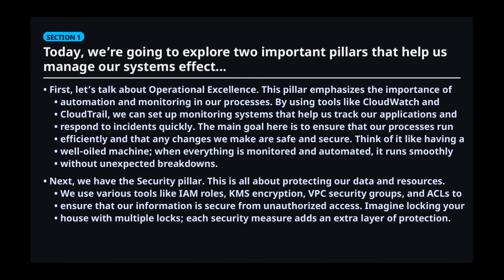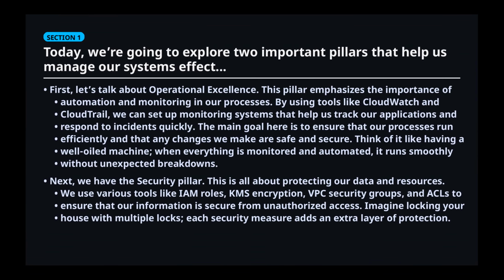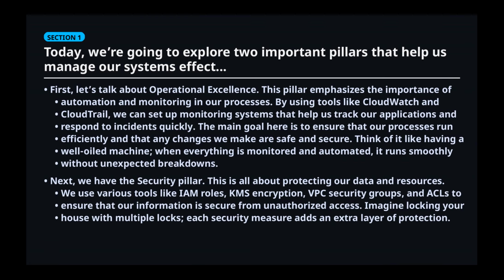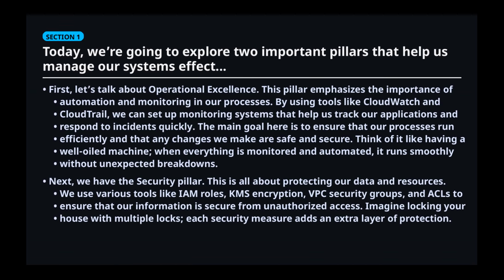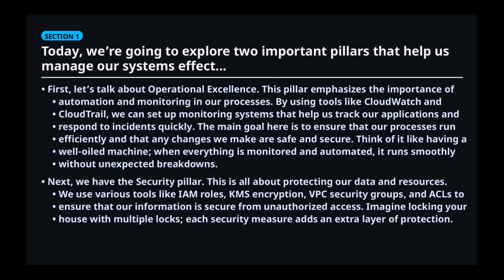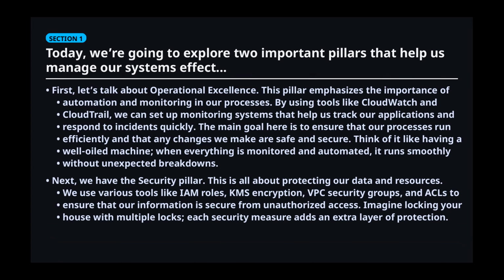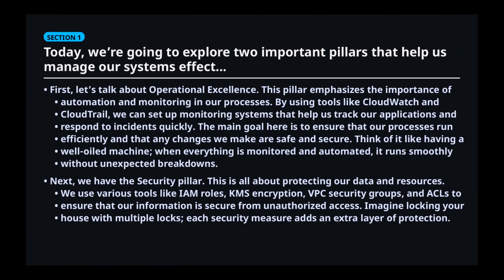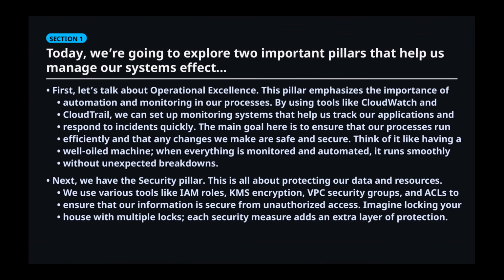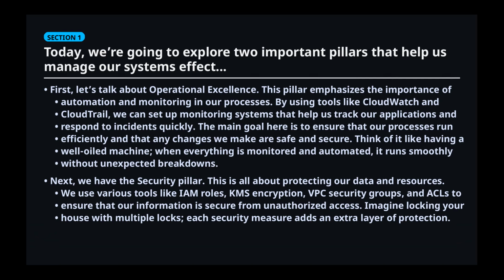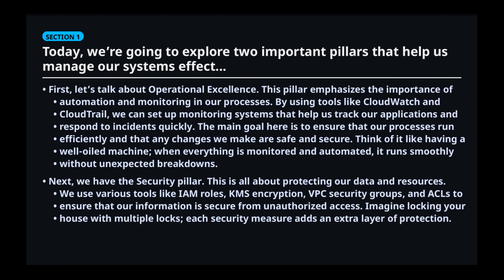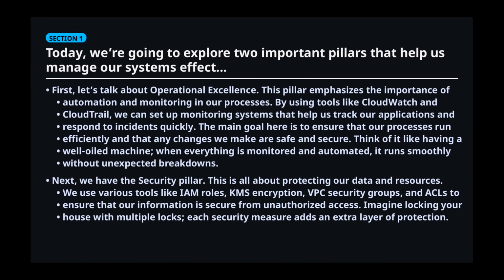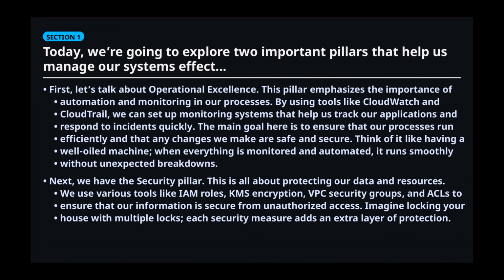Next, we have the security pillar. This is all about protecting our data and resources. We use various tools like IAM roles, KMS encryption, VPC security groups, and ACLs to ensure that our information is secure from unauthorized access. Imagine locking your house with multiple locks. Each security measure adds an extra layer of protection. In summary, operational excellence focuses on efficiency and safety in processes, while security ensures that our data remains protected.